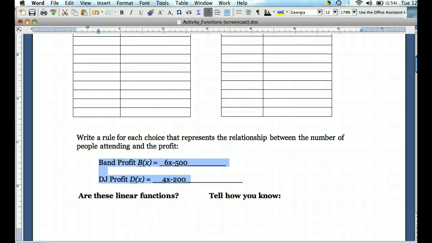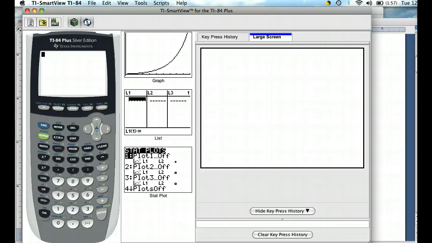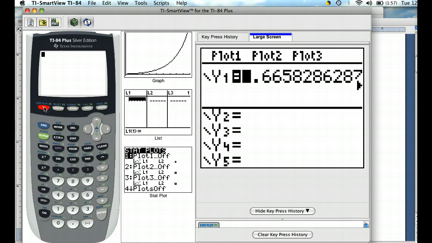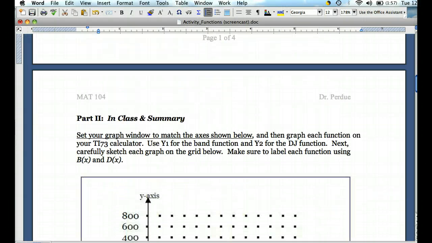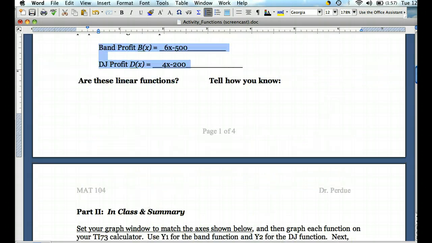Those of you who are in my class who already have done all of this part, hopefully you're all on board. So here we go. I'm bringing up my TI-84 graphing calculator, and I'm going to go into the y equals button, and in y1, because that's what it tells me, right, to use y1 for the band function. So the band function is going to be 6x minus 500.